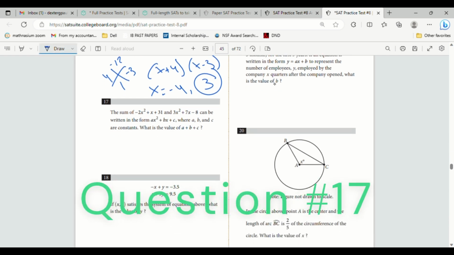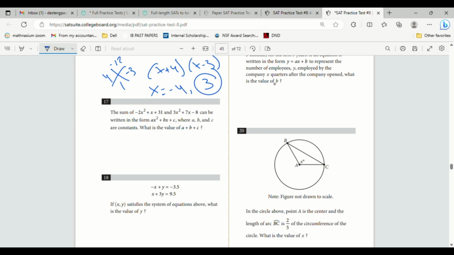Number 17, the sum of negative 2x squared plus x plus 31 and 3x squared plus 7x minus 8 can be written in the form ax squared plus bx plus c, where a, b, and c are constants. What's the value of a plus b plus c? So it's just adding up these two expressions and then combining all of the coefficients. We can line them up like we're going to add any two ordinary numbers. We get x squared plus 8x plus 23. Add up the 1 in front of the x squared, the 8 in front of the x, and the 23, leaving us with 32.